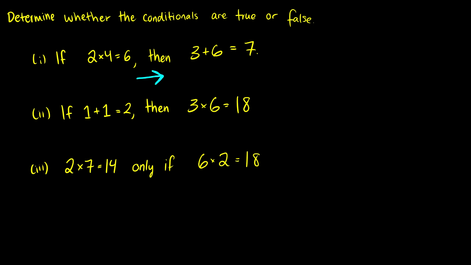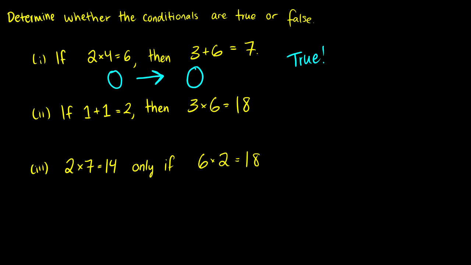So if 2 times 4 is equal to 6, well, we know that's false, so we're going to put a 0 here. Then 3 plus 6 is equal to 7. We also know that's false. So what is 0, arrow 0? Well, that means that the conditional is true. If we have false, arrow false, then our conditional is true.